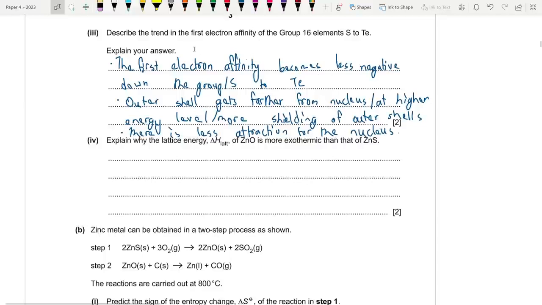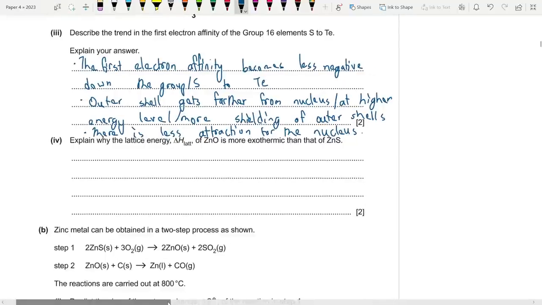Now, let's move on to the next one. Explain why the lattice energy of zinc oxide is more exothermic than that of zinc sulfide. Okay, so this is a pretty common question. We know this answer. So while comparing lattice enthalpy, we know that we have to compare charge density, basically charge and size. So what do we have? On one hand, we have zinc oxide. On the other hand, we have zinc sulfide.